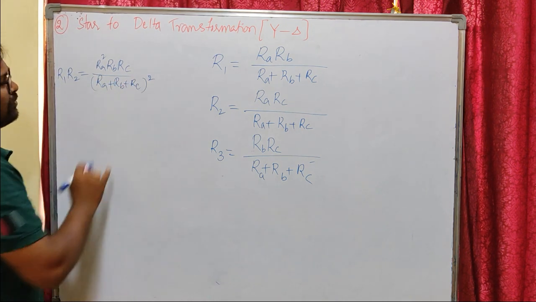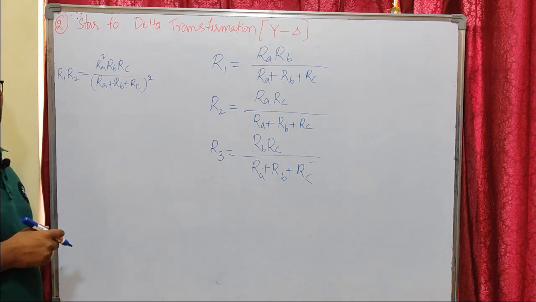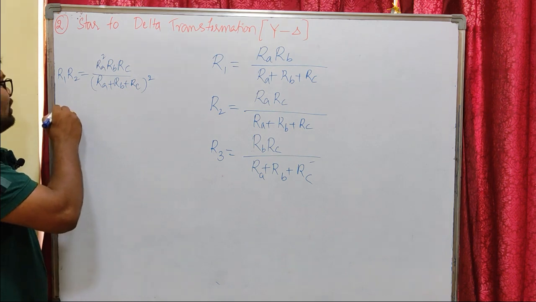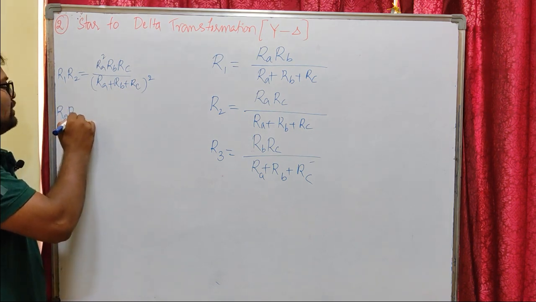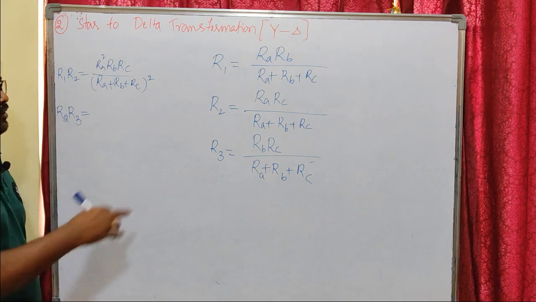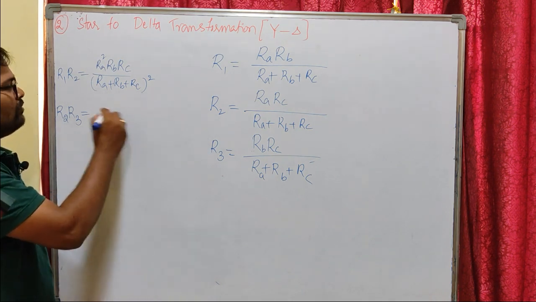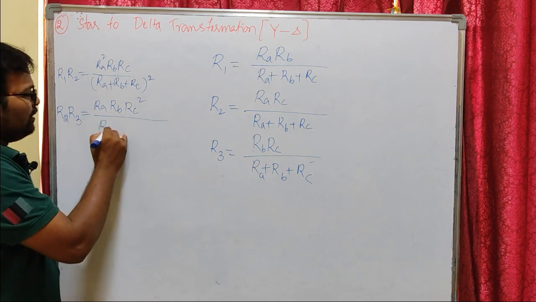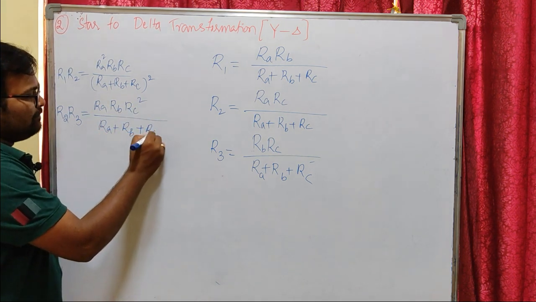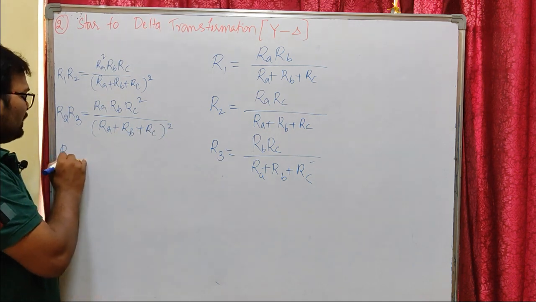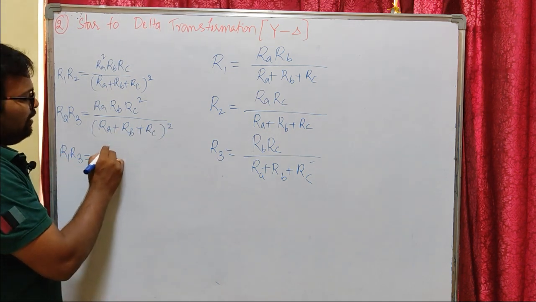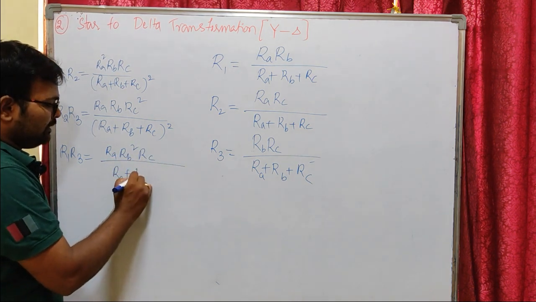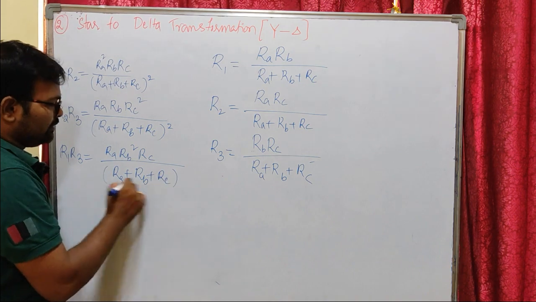If you are asked to prove star to delta, delta to star transformation, you need to derive these equations. So when you are asked to prove star delta transformation, you are going to use these expressions. Now I am going to multiply R2 with R3, that will be R2 R3 equal to RA into RB into RC square by RA plus RB plus RC whole square. Similarly, if I multiply R1 with R3, that will become RA RB whole square RC by RA plus RB plus RC whole square.